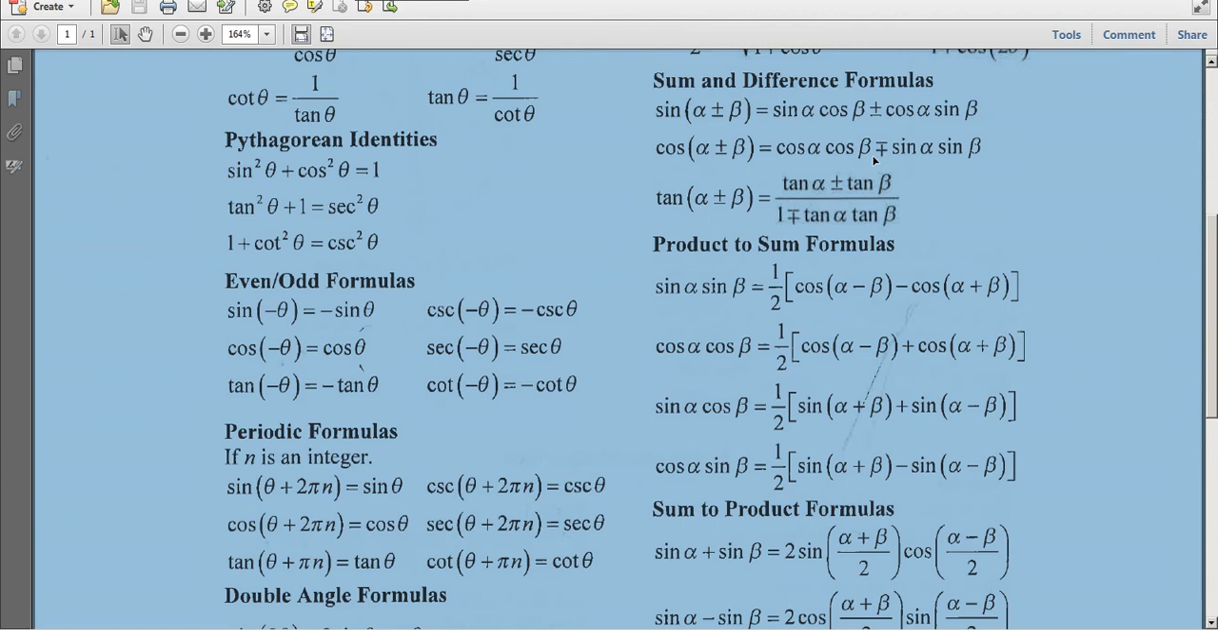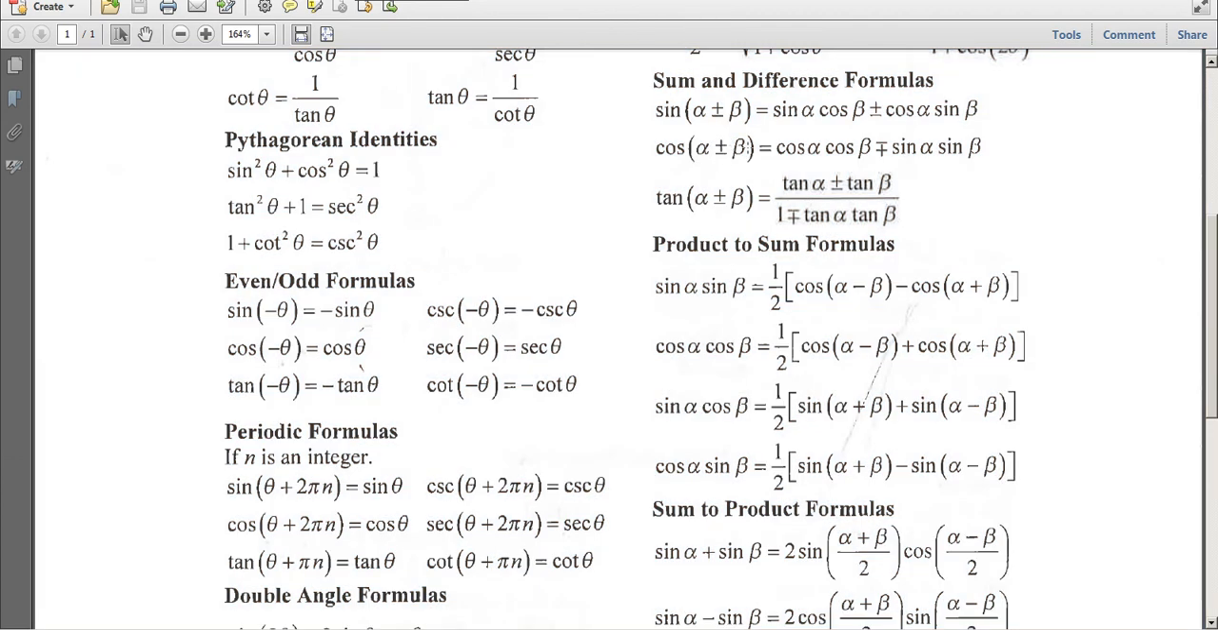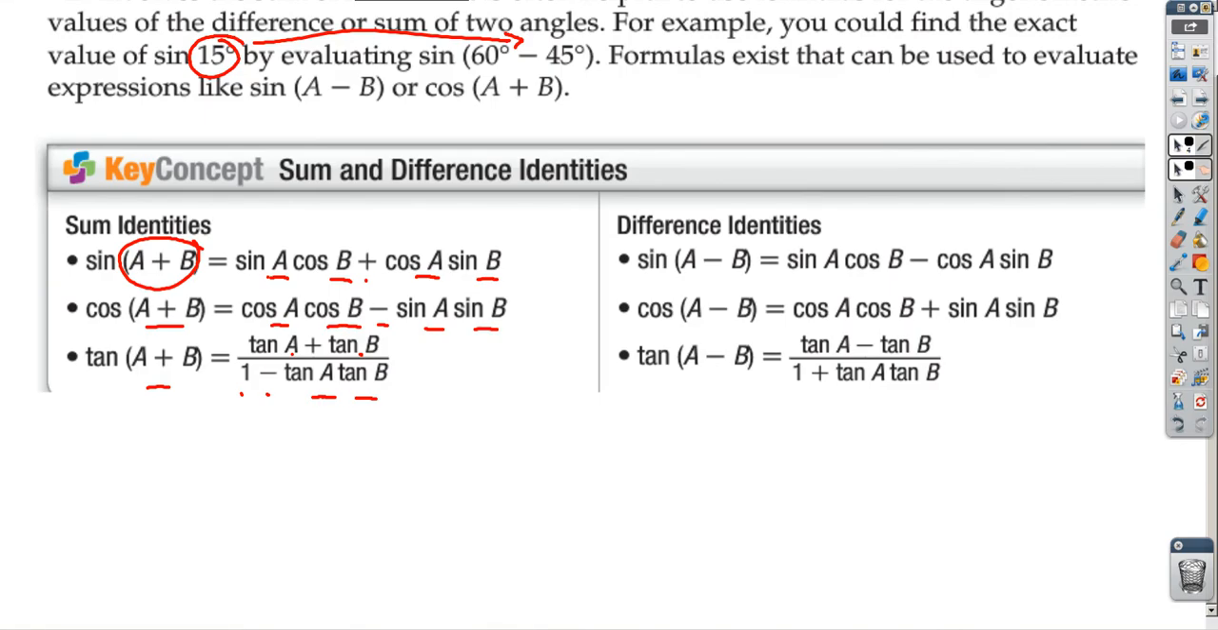The cosines are reversed. So the cosine of A plus B, when you expand it out, turns out to be a minus in between. So let me show you that. It's a little bit clearer here. When this is plus, this is minus. When this is minus, this is plus. The signs work the same: minus, minus, and plus, plus. So we'll see how to use these.